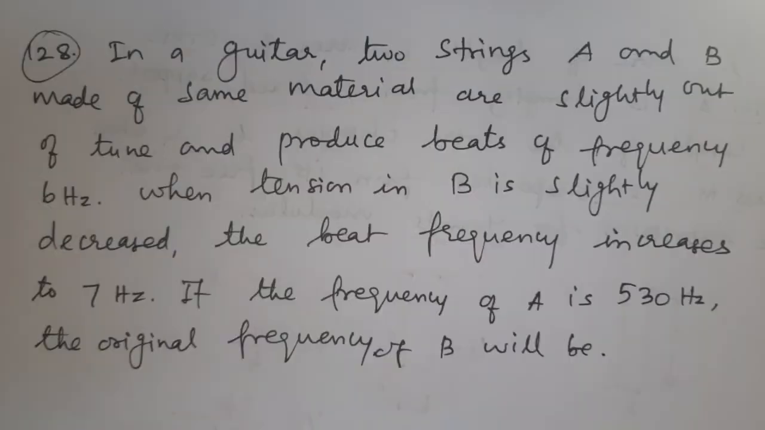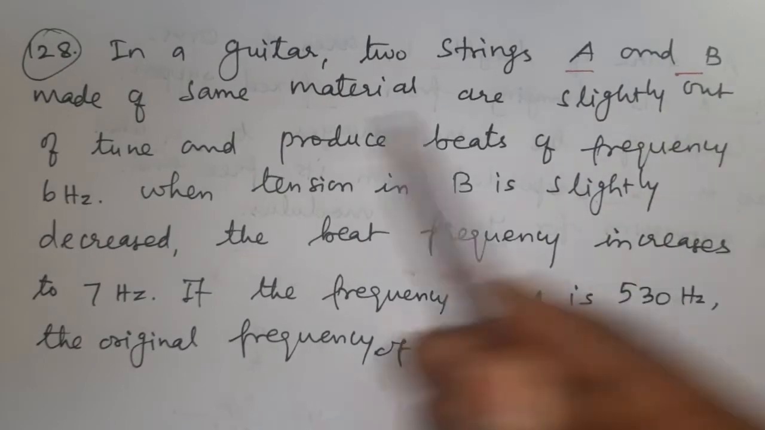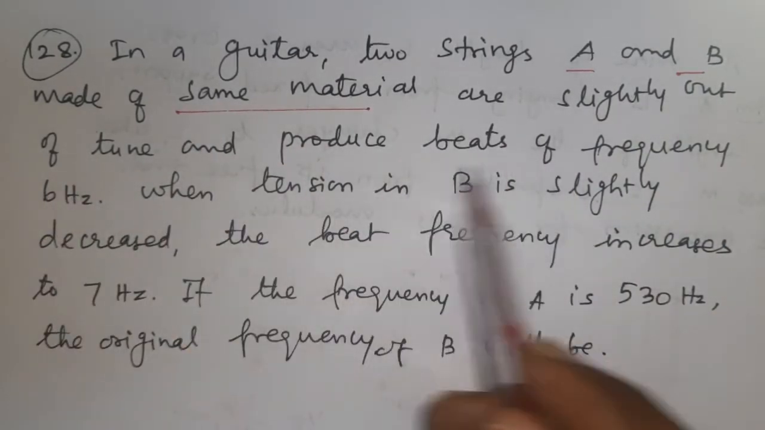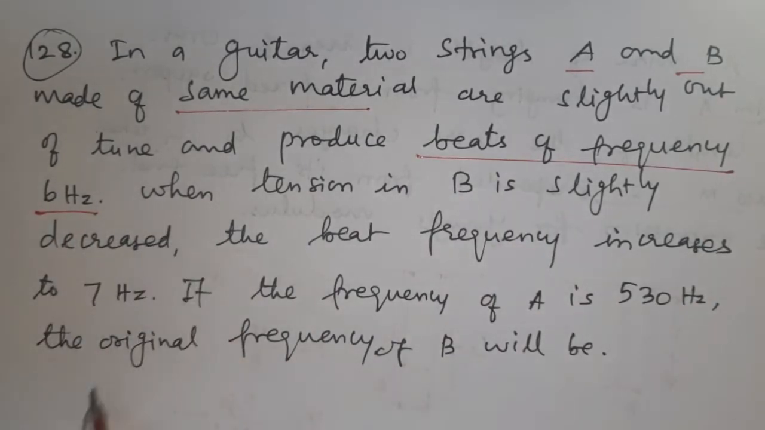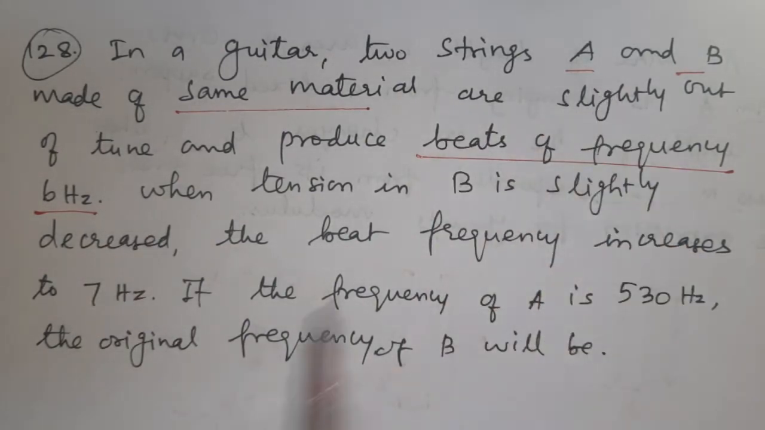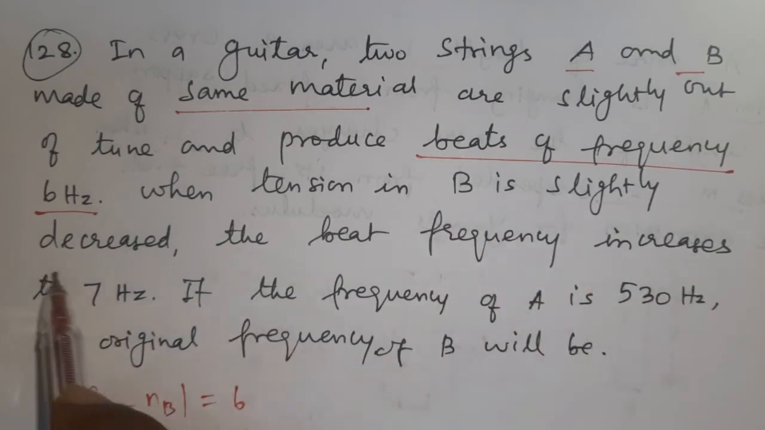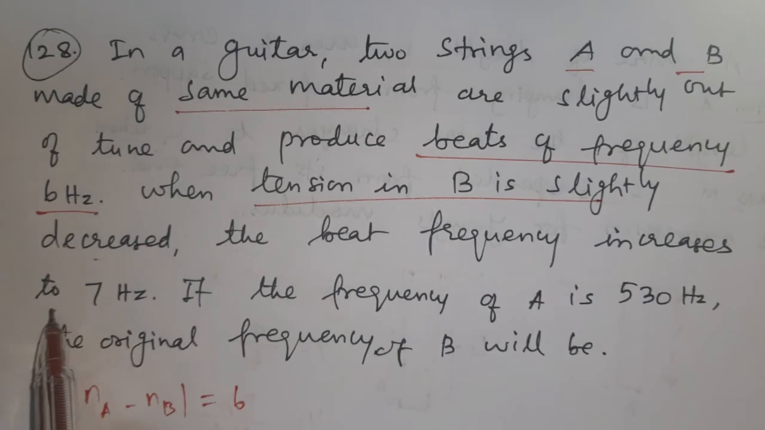Question number 128. In a guitar, two strings A and B made of the same material are slightly out of tune and produce beats of frequency 6 Hz. So beat frequency of 6 Hz means the difference between the strings in frequency is 6 Hz. So modulus of Na minus Nb is 6. When tension B is slightly decreased, the beat frequency increases to 7 Hz.